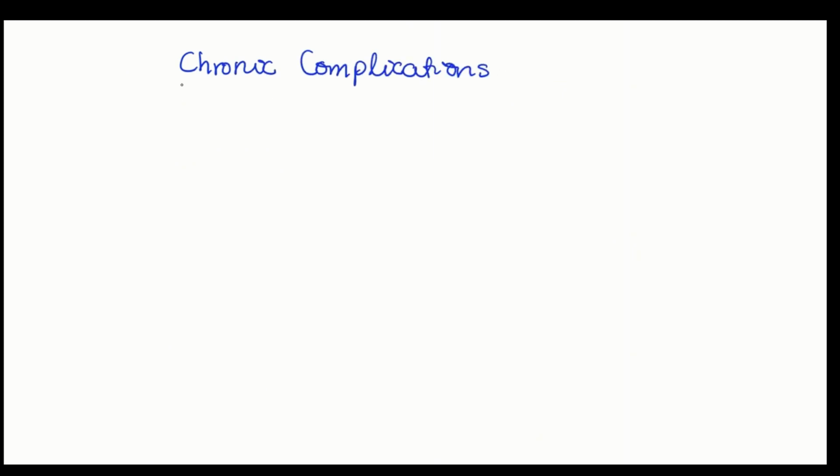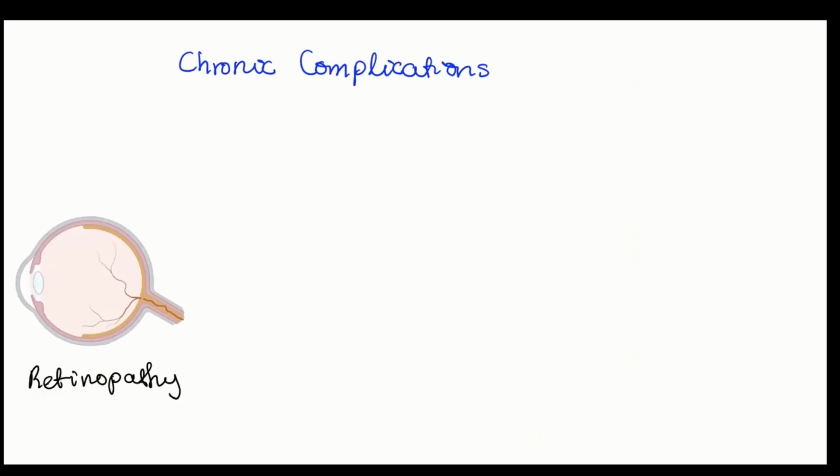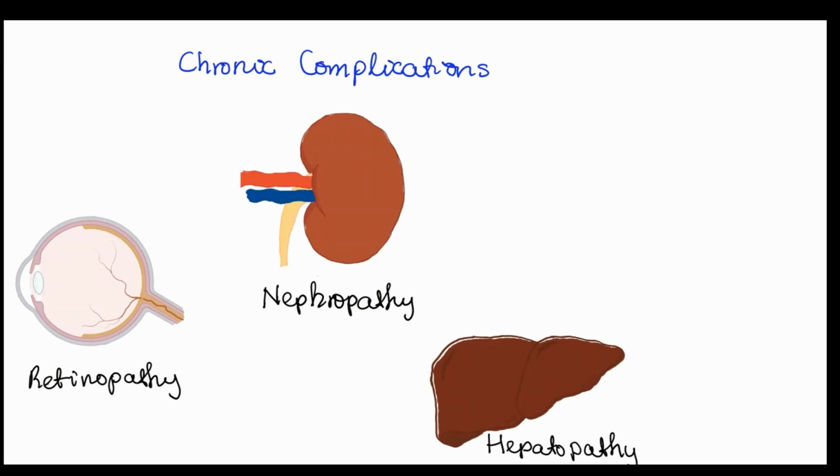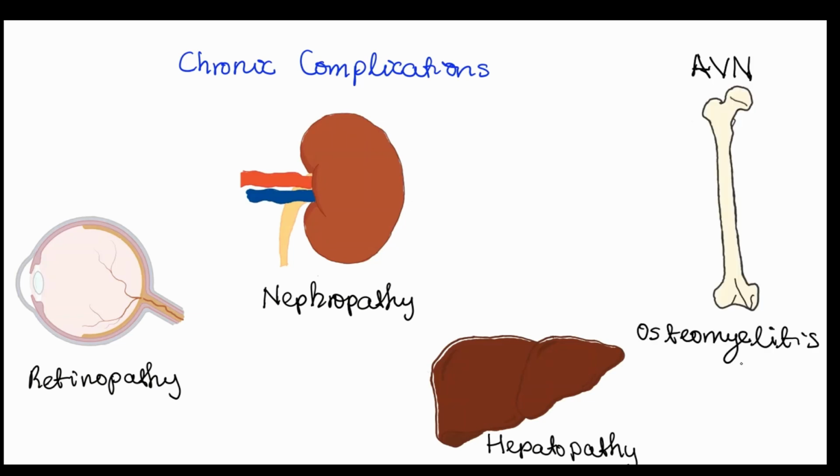Chronic complications of sickle cell include sickle cell retinopathy, sickle cell nephropathy, hepatopathy, avascular necrosis of the femur head, and osteomyelitis. Osteomyelitis is more common in patients with sickle cell and it's usually due to Salmonella or Staph aureus.